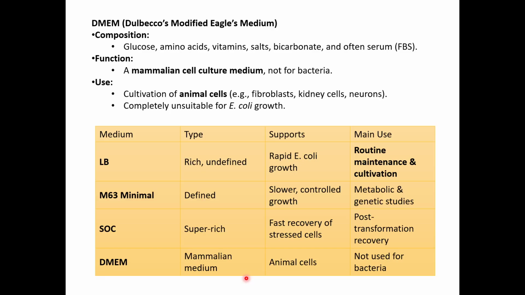DMEM is a mammalian cell culture medium and it has glucose, amino acids, vitamins, salts, bicarbonate, and often FBS, like we discussed. Its function is for mammalian cell culture and not for bacteria. It's a cultivation medium for all animal cells like fibroblasts, kidney cells, neurons, etc.